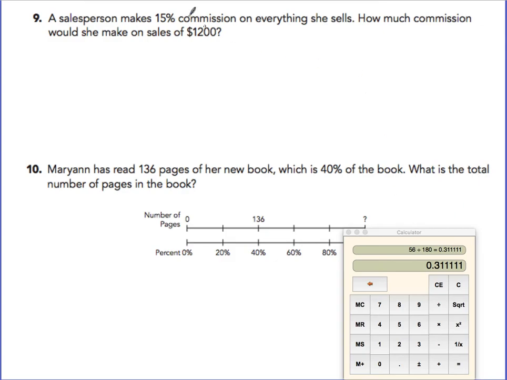All right, let's check out these. This says a salesperson makes 15% commission on everything she sells. So this means that when you sell something, you make money based on whatever the total was. How much commission will she make on a sales of $1,200? This is just like our tip problem before. They're basically asking, what is 15% of 1,200?